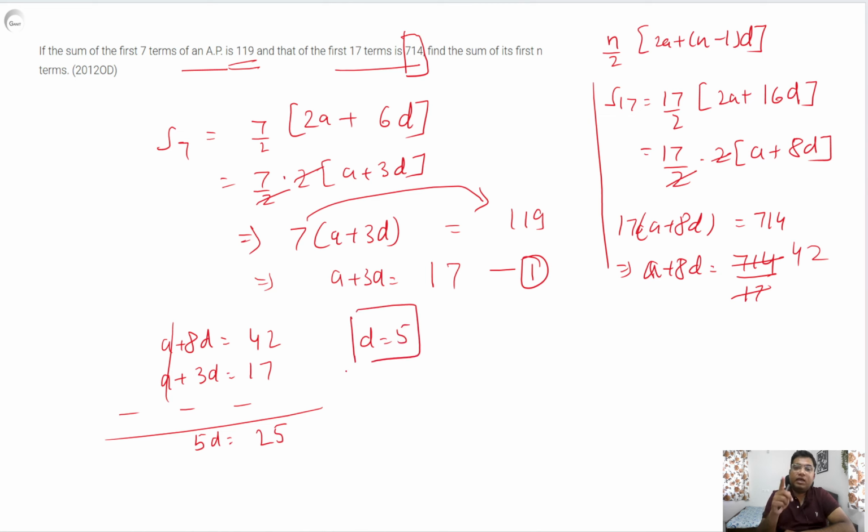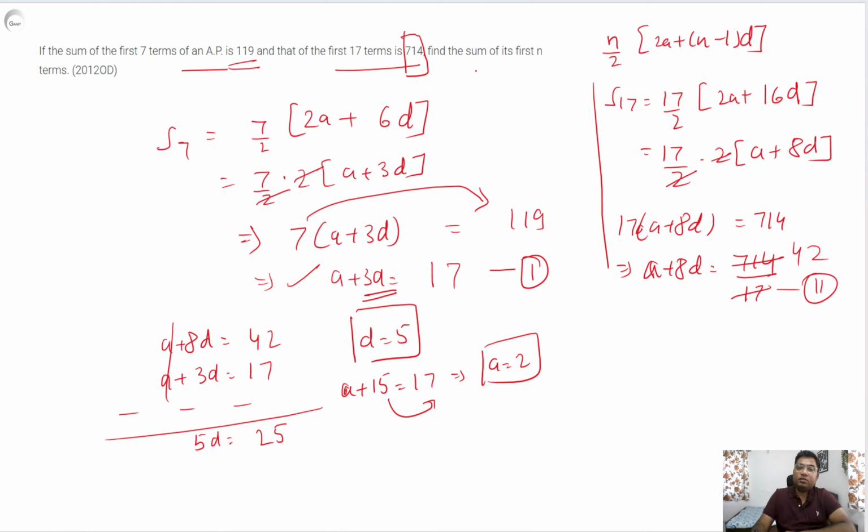Now once I have the value of d, I can come back to any one of the equations, equation 1 or 2, and substitute. So that means a plus 15 is equal to 17. So a is equal to 2. I took the 15 this side. How did I get 15? 3 5s are 15. Okay. So common difference was 5. I had just found it, right?